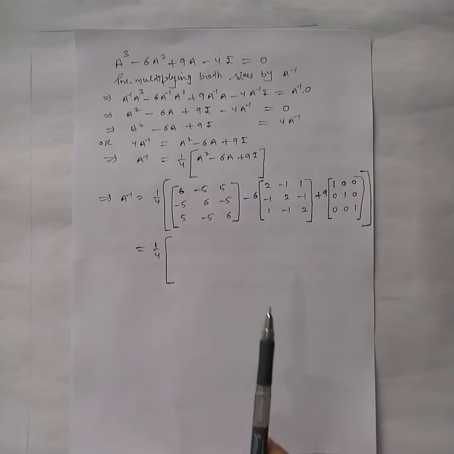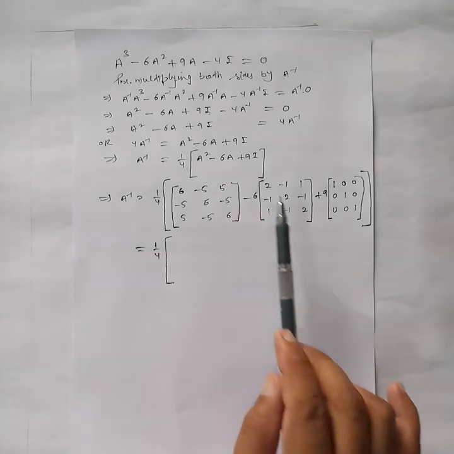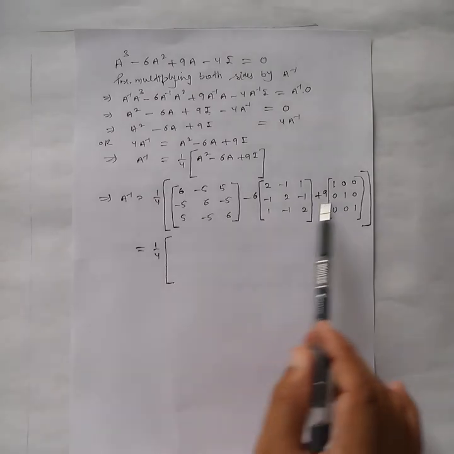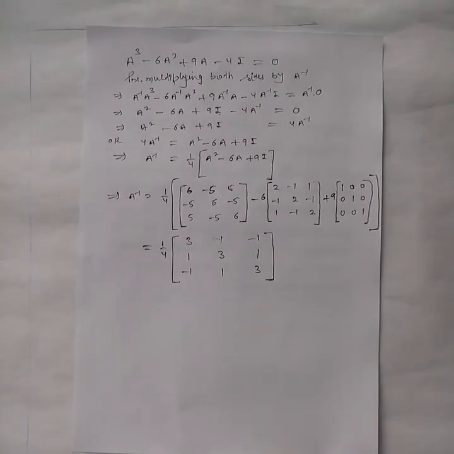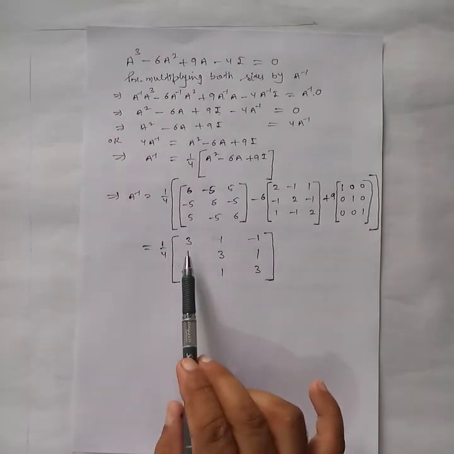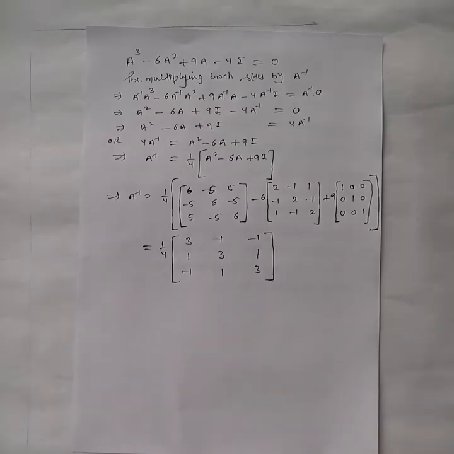So placing the values of A square, A and I in this equation, we get A inverse equal to this one. Now we simplify these and we get A inverse equal to 1 by 4 into the matrix 3 1 minus 1, 1 3 1, minus 1 1 3. You can verify your answer by using the adjoint method. The answer will be the same.